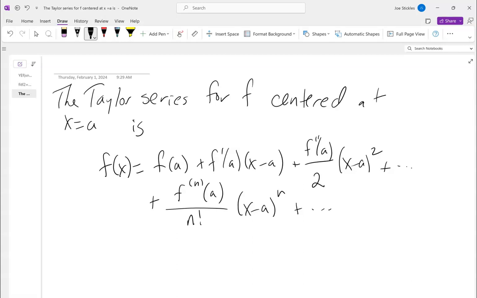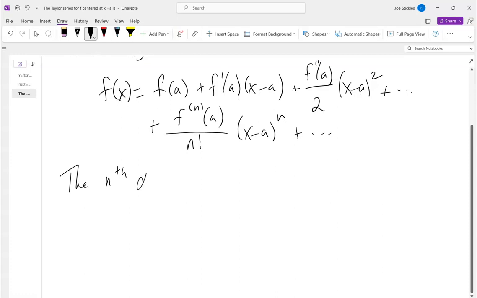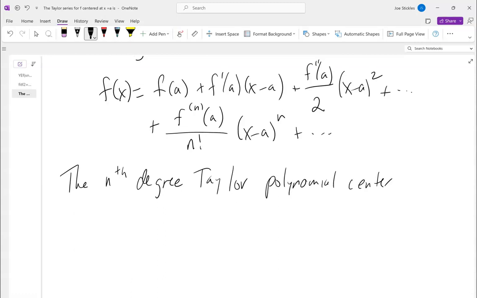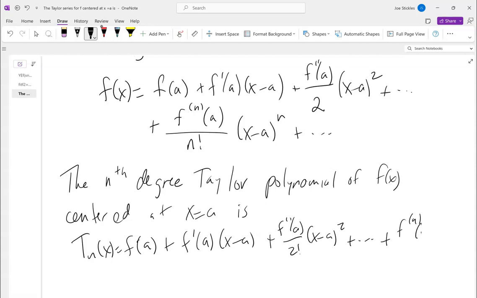All right, so in any event, when we chop this off at a particular power of n, we refer to that as the nth degree Taylor polynomial. I keep forgetting to write f of x. The nth degree Taylor polynomial of f of x centered at x equal to a is just, we write this piece out up until the power of n, and then we quit. That's all we mean by the nth degree Taylor polynomial. Hopefully, the values that we get out are close to what the true value is for the function. That's the whole point.